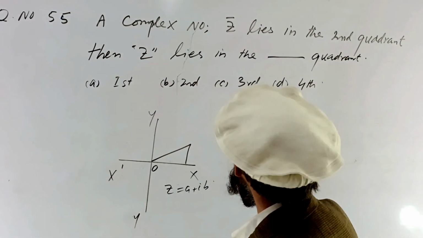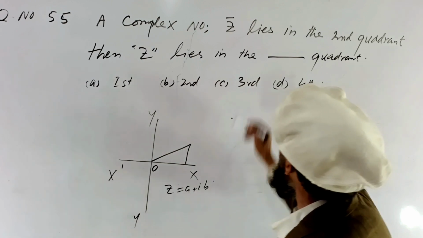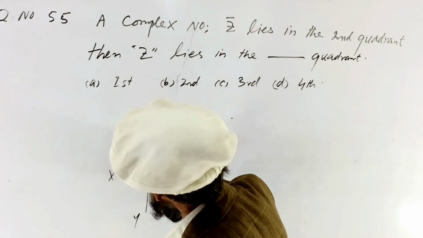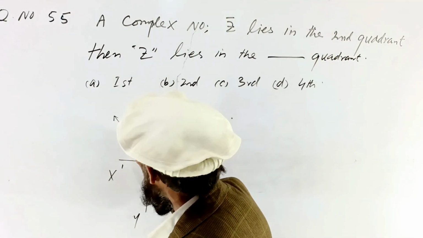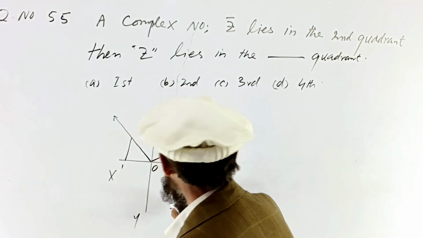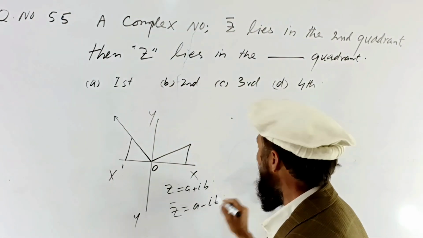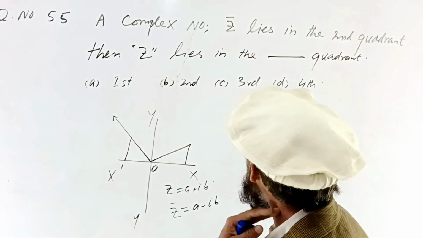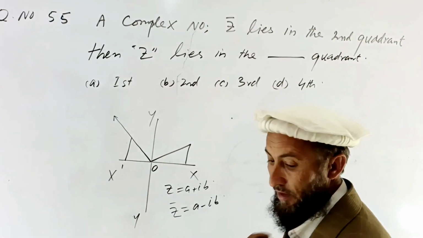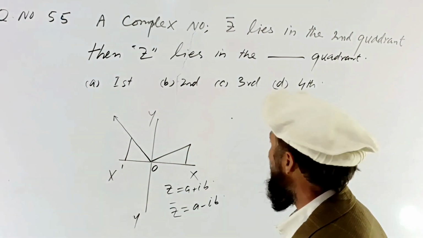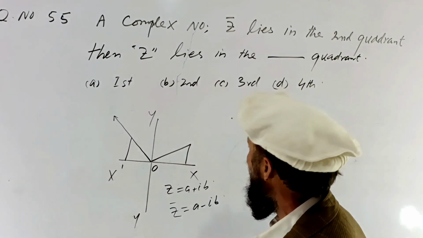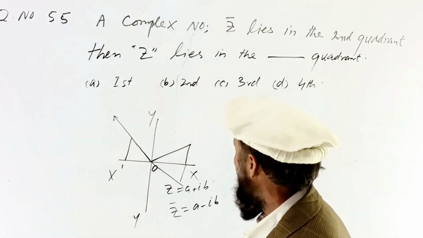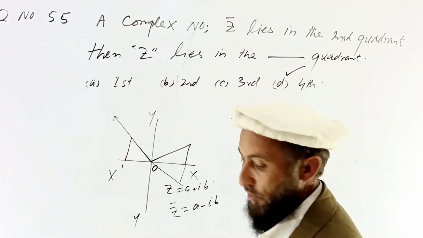So this lies in the first quadrant, and if z bar lies in the second quadrant, so z bar is equal to a minus iota b. Now if z lies in the fourth quadrant, according to the property, this will lie in the fourth quadrant. Then z will be according to the fourth quadrant. So the answer is correct, 4.